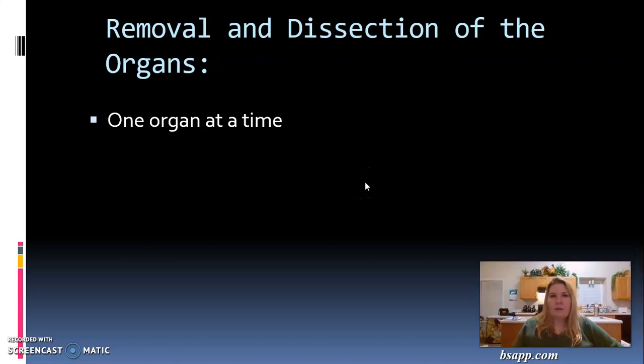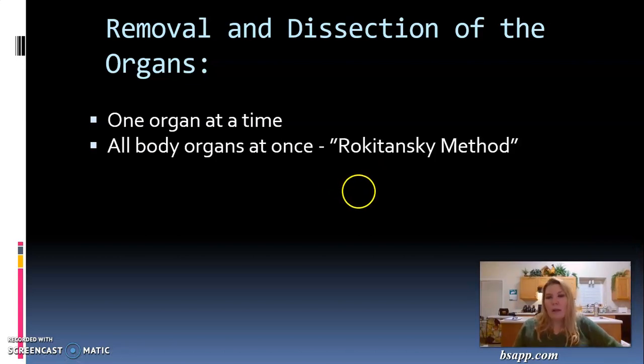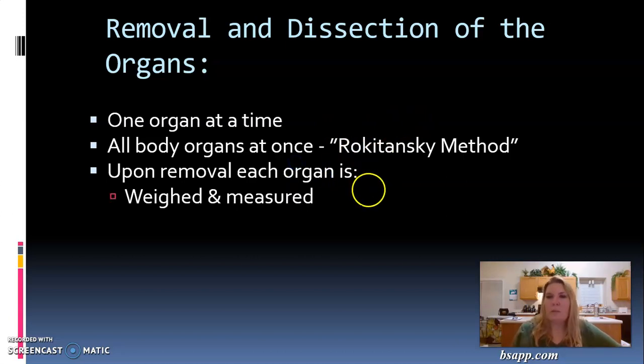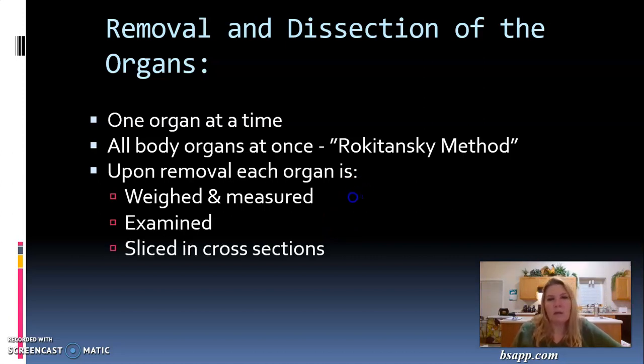So when you take the organs out, you can either do one at a time, or you can take them all out and then look at the organs one at a time. That's called the Rokitansky method. And then once you have removed each organ, you're going to weigh it, measure it. Sometimes people have organs that are super enlarged, and that can tell you like the cause of death, right? Because it could be that they just had some strange issues internally that they may not have even been aware of. It's examined for texture and color, and then a lot of times they'll slice it into real thin sections, and that's to go under the microscope and look at the cells of the tissue itself.